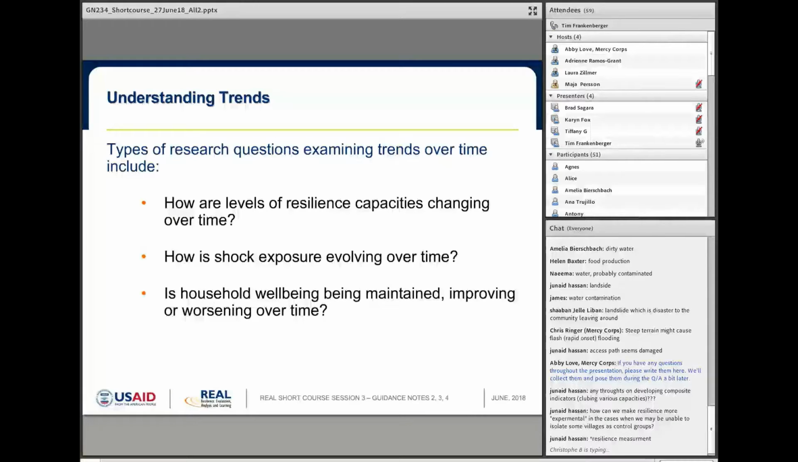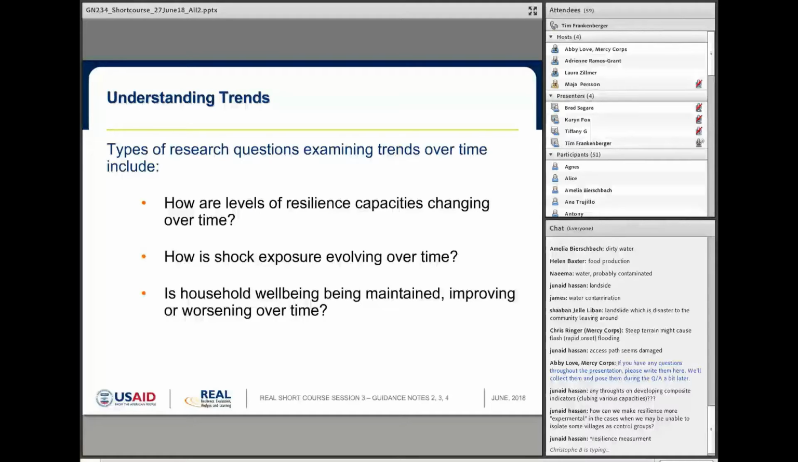So to understand these trends, we have three types of research questions we're trying to examine. One is, how are the levels of resilience capacities changing over time? In other words, are people building these up through project interventions, or are they eroding as they respond to these shocks? How is shock exposure evolving over time?